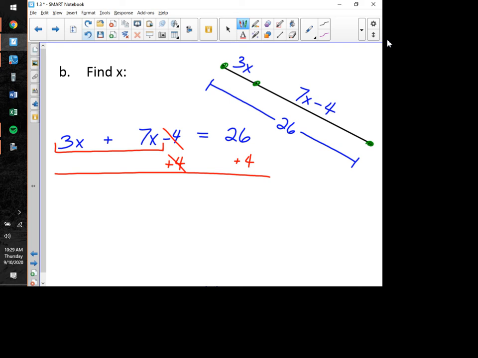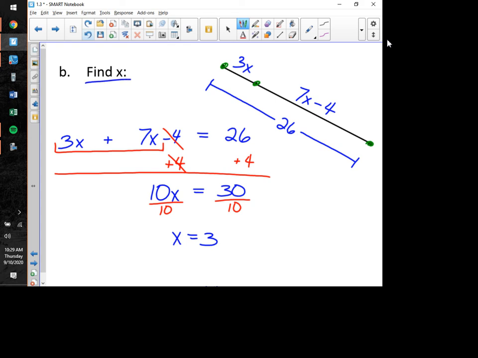And now on the left side, we're left with a 3x plus a 7x, which I think you guys can handle mentally, knowing that that's going to be 10x. Over on the right side, 26 plus 4 is going to give us 30. And then from here, we just need to divide both sides of the equation by 10, and that's going to get us x is equal to 3. Now that is what I think my answer is.